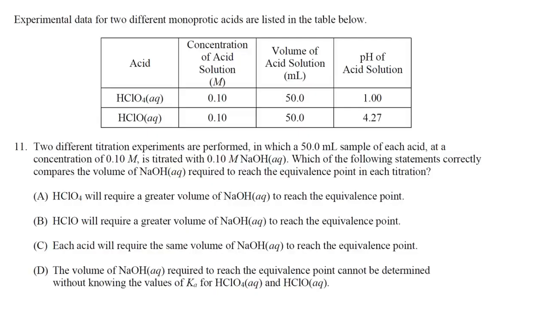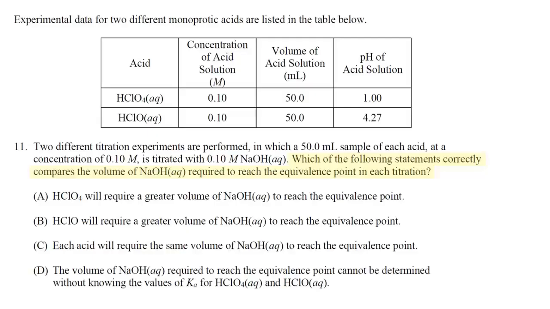All right, question 11 says, two different titration experiments are performed, in which a 50 milliliter sample of each acid at a concentration of 0.10 molar is titrated with a 0.10 molar solution of sodium hydroxide. Now we come to the question, which of the following statements correctly compares the volume of sodium hydroxide required to reach the equivalence point in each titration?